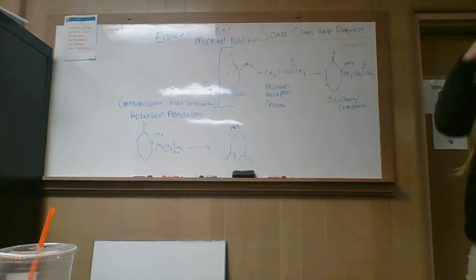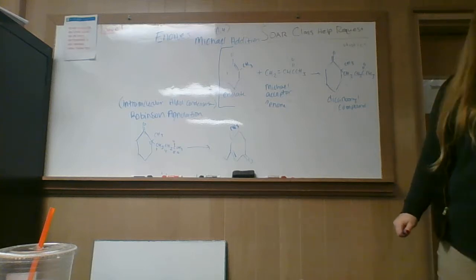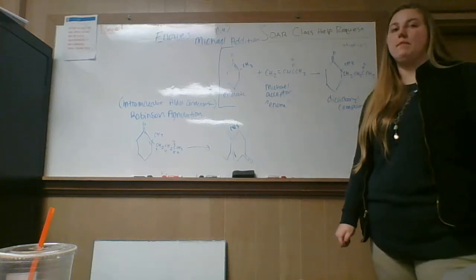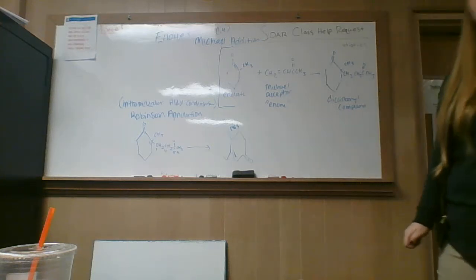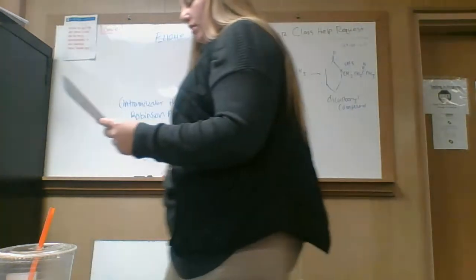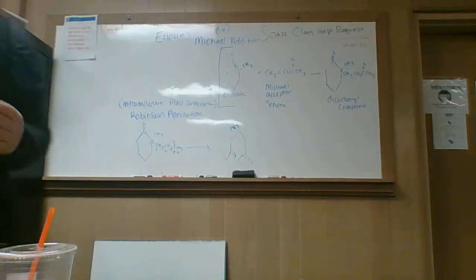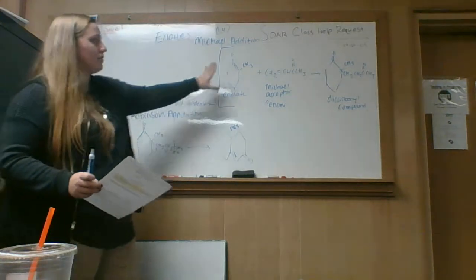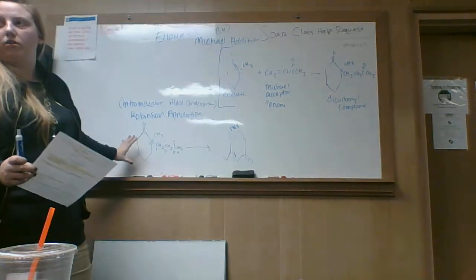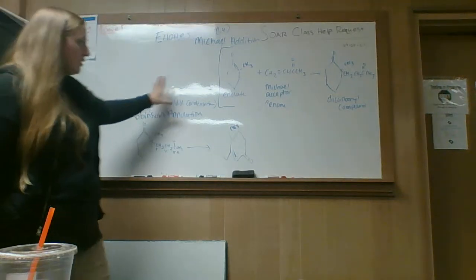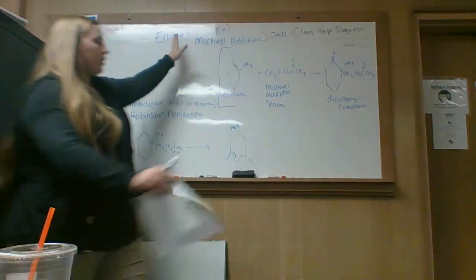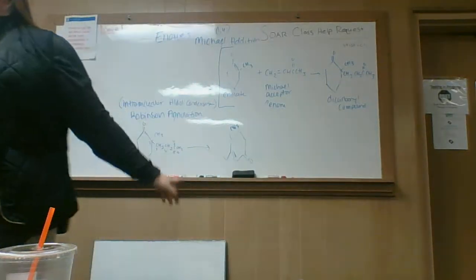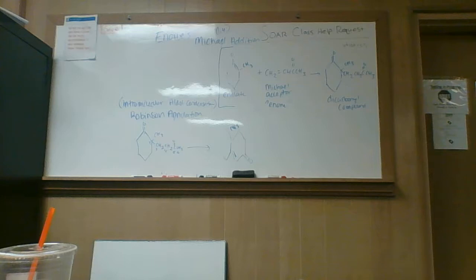Yes? So the Robinson annulation is exactly an intermolecular aldol condensation? Yep. Essentially, a Robinson annulation is when you take this and then you do this after. So a Robinson annulation is all of this. A Michael addition is just this subset. And an intermolecular aldol condensation is just the last bit of a Robinson annulation.